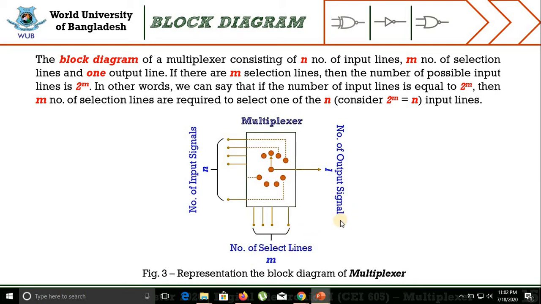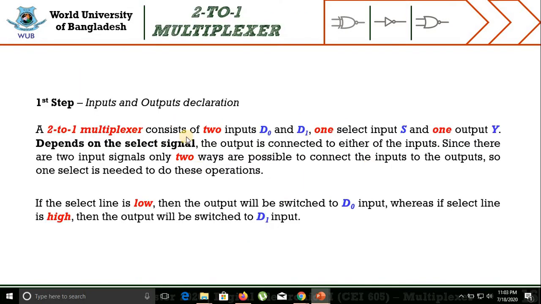And in the right section you may find the number of output signals, which is only 1, because we have studied that in a multiplexer there are more inputs than outputs, and that is why we call the multiplexer a many to one combinational circuit. So let's move into the next slide.